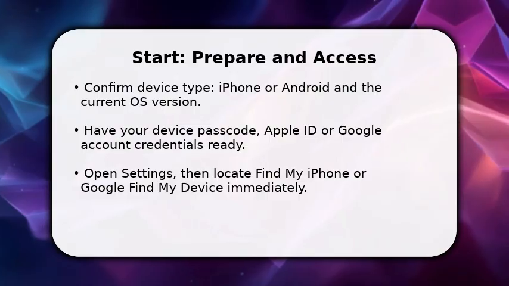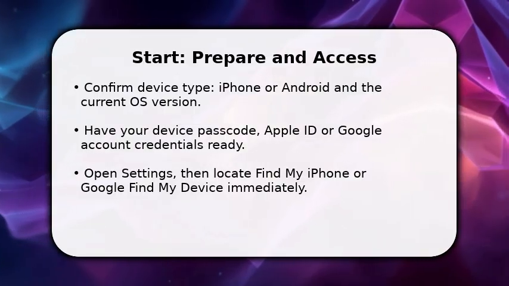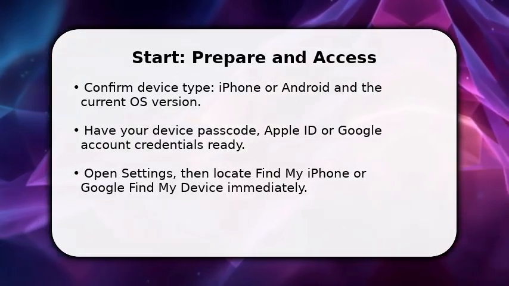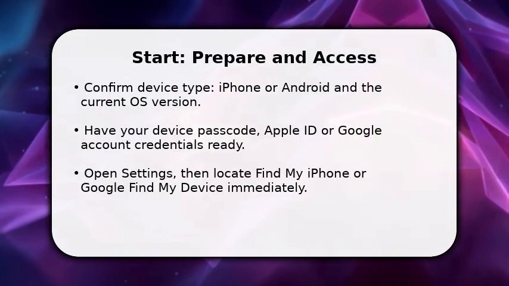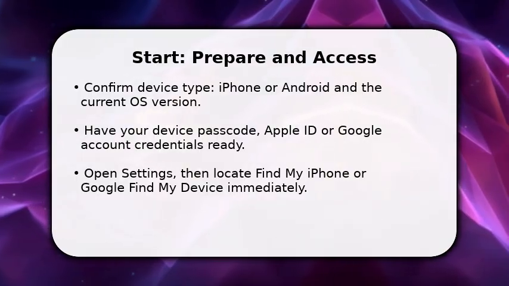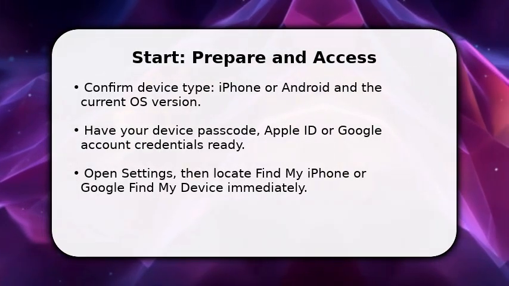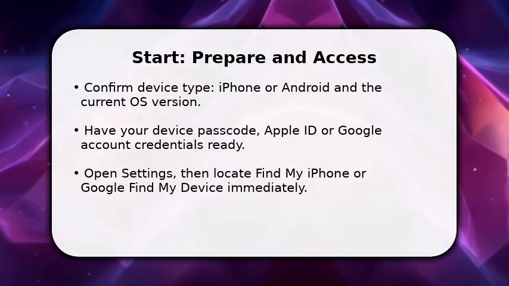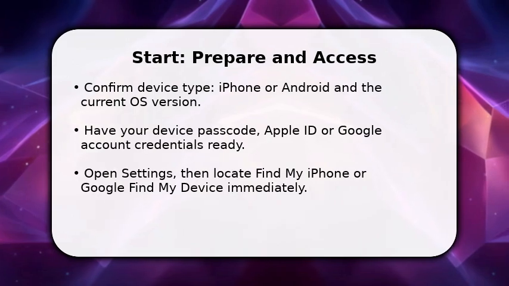If you're on iPhone, tap your name at the top, then Find My. If you're on Android, open Google Settings and find My Device or Location. Once you're in, make sure location services are active so the interface shows current device status before you proceed to disabling alerts. Now you'll perform the core actions.